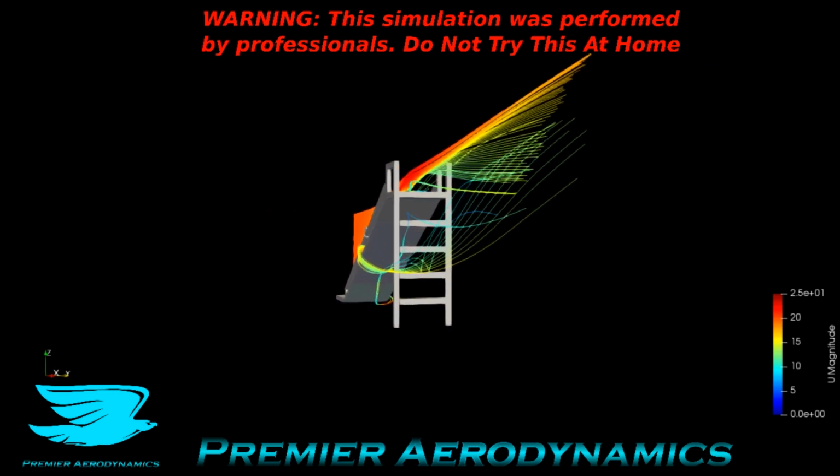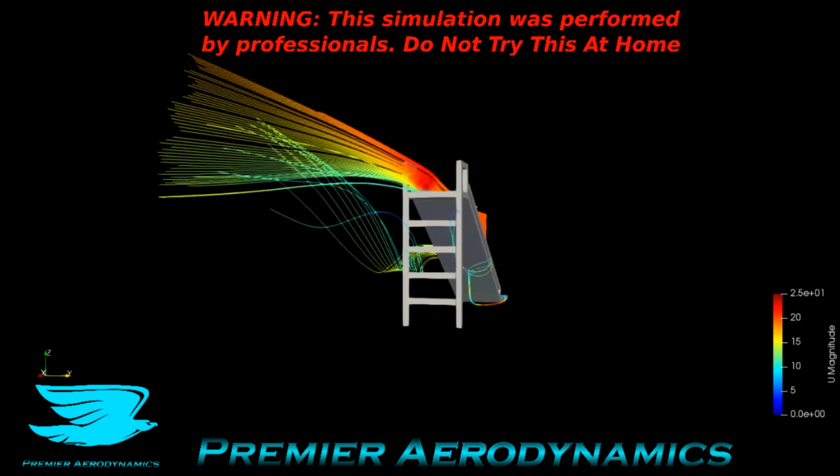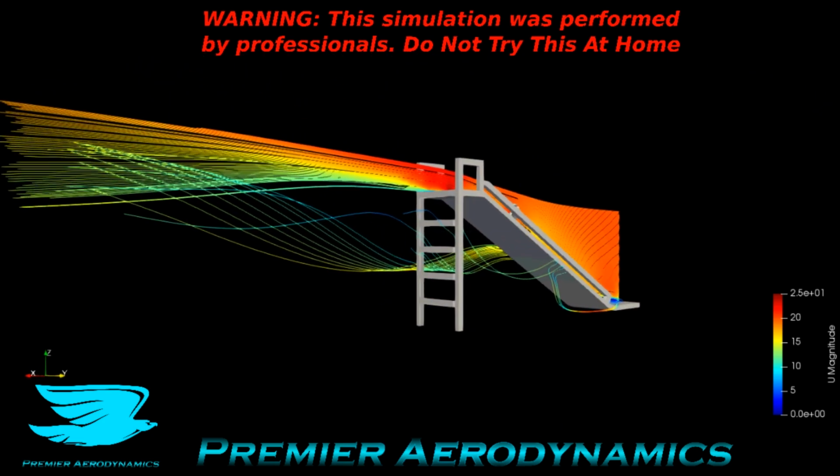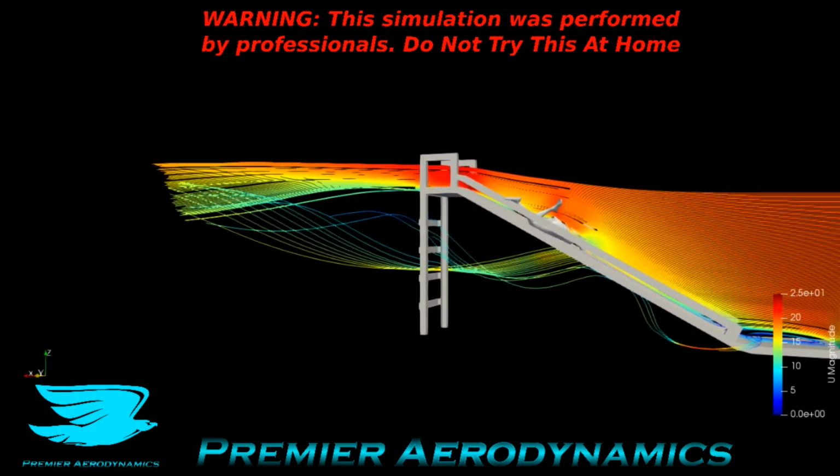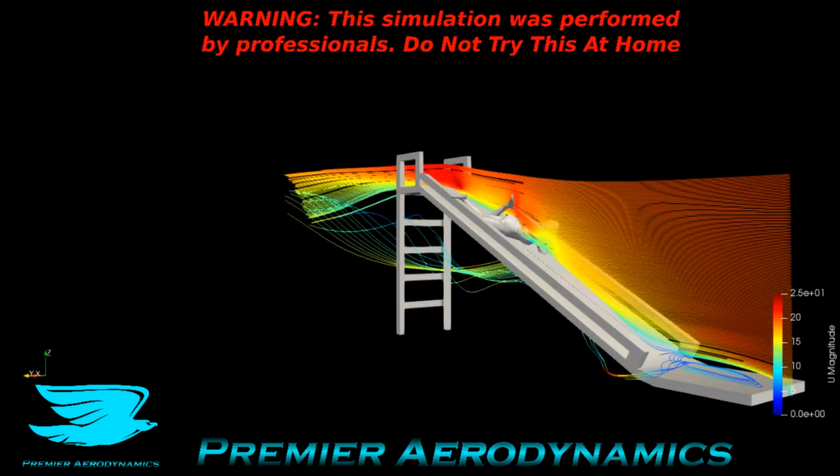So we have a massive slide here, really big, and then an adult going down as well. And it's pretty cool. These streamlines show where the flow is going from left to right, or in blue to red, it's around 25 meters per second.